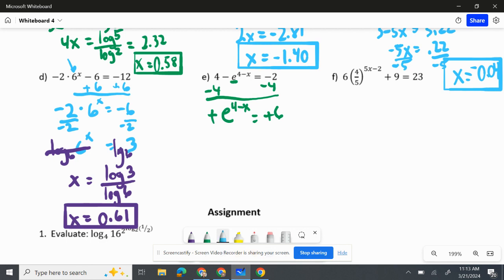In order to get rid of the e, I take the natural log on both sides. That cancels. I get 4 minus x is equal to, and then the natural log of 6 is 1.79. I subtract the 4, so negative x is equal to negative 2.21, and then when I change the sign, I get 2.21.